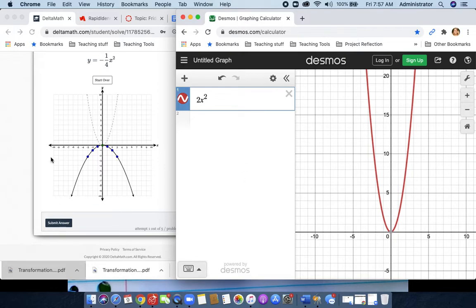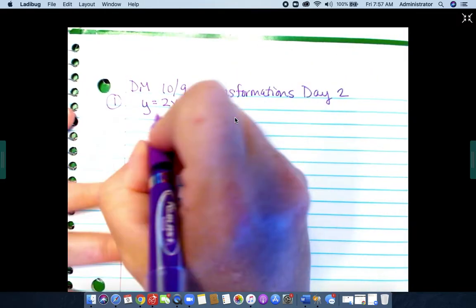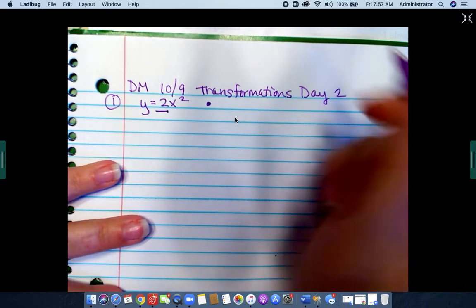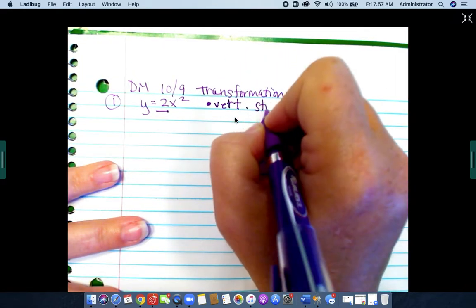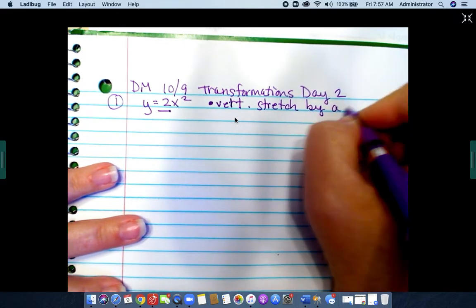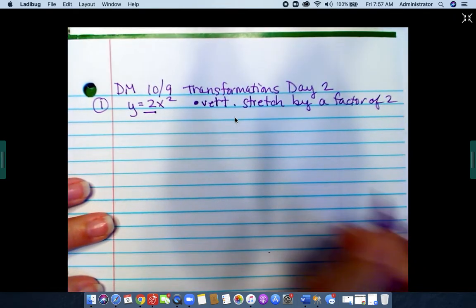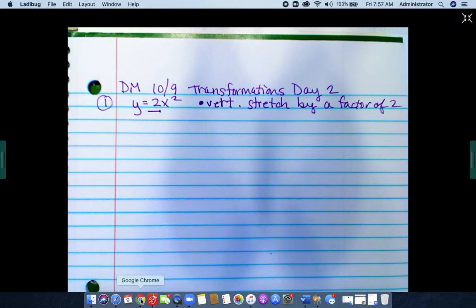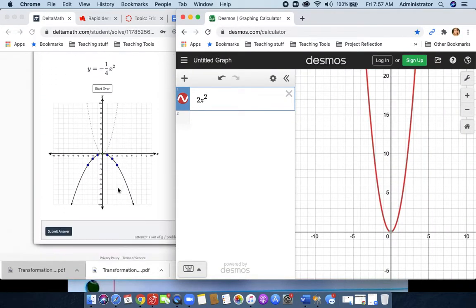So let me just remind you that you need to, in your notebook, each time you do this, go over and write what that transformation is. So number one, we would say vertical, what? Is it a vertical stretch or vertical compression? It's a vertical stretch by a factor of 2. Okay?